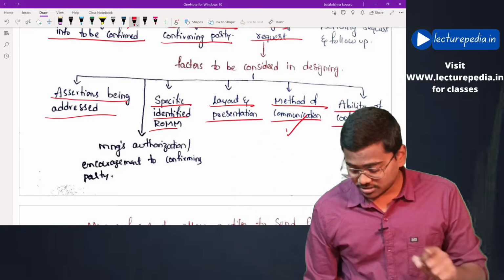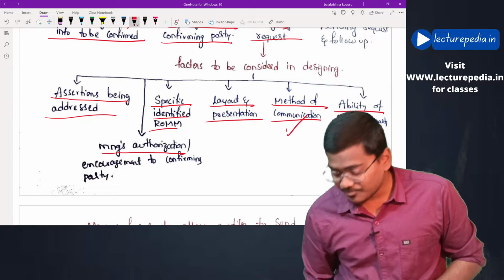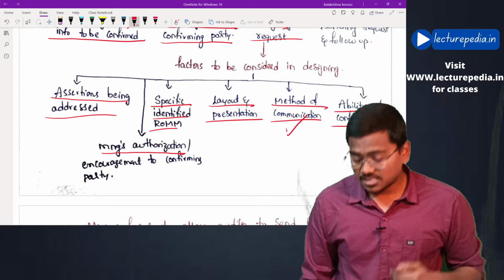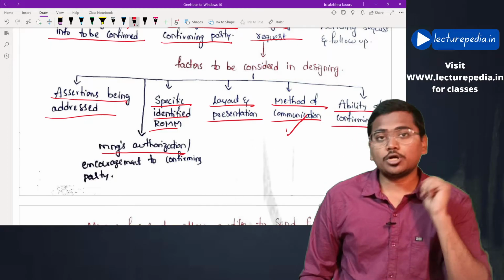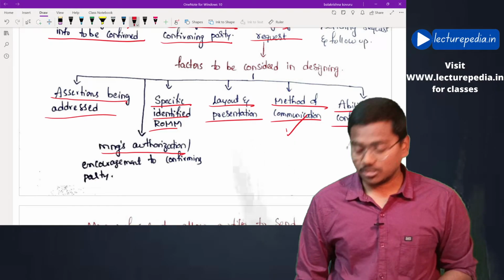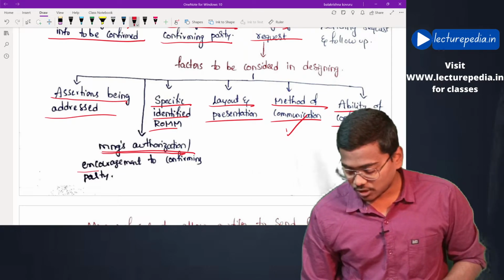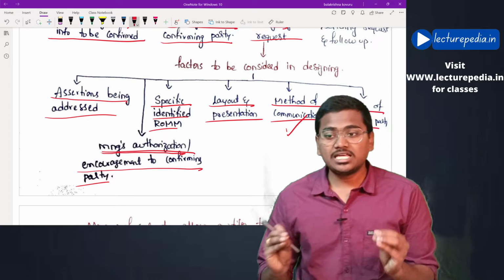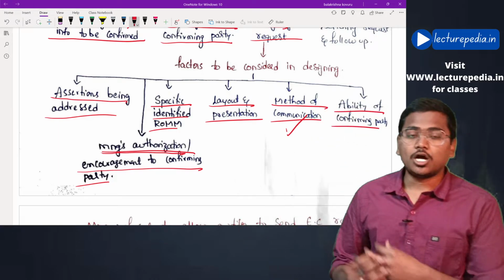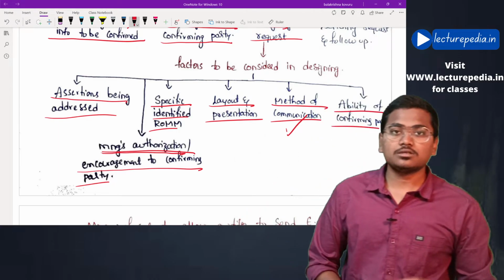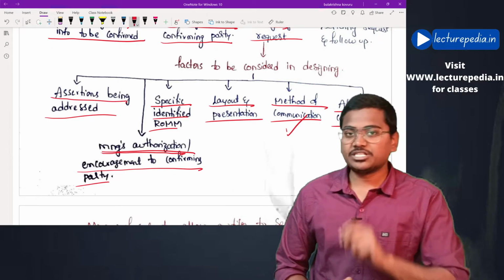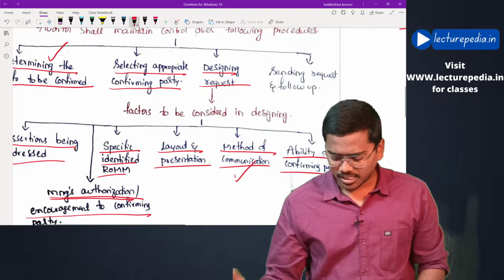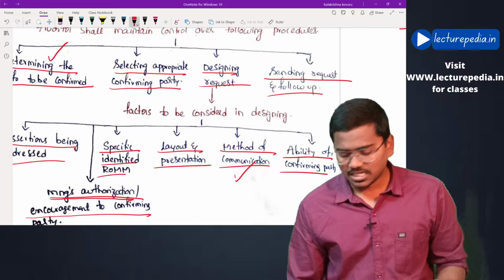And he should also consider whether management is giving a free hand, whether management is encouraging such a third party to respond to the confirmation request or not. Management's authorization or encouragement to the confirming party. The auditor needs to consider all these points while designing the confirmation request. Hope this is clear. And the last step is sending the request and follow up.